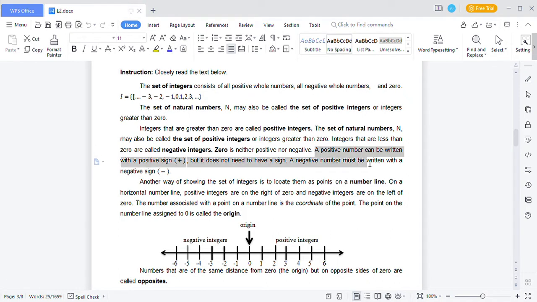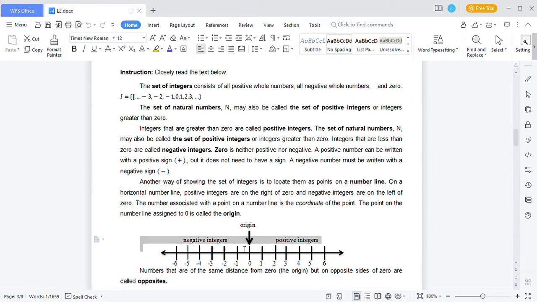A positive number can be written with a positive sign. This is our positive sign. But it does not need to have a sign. So if there is no sign, it is already considered a positive number. A negative number must be written with a negative sign. This is our negative sign here. And another way of showing the set of integers is to locate them as points on a number line.